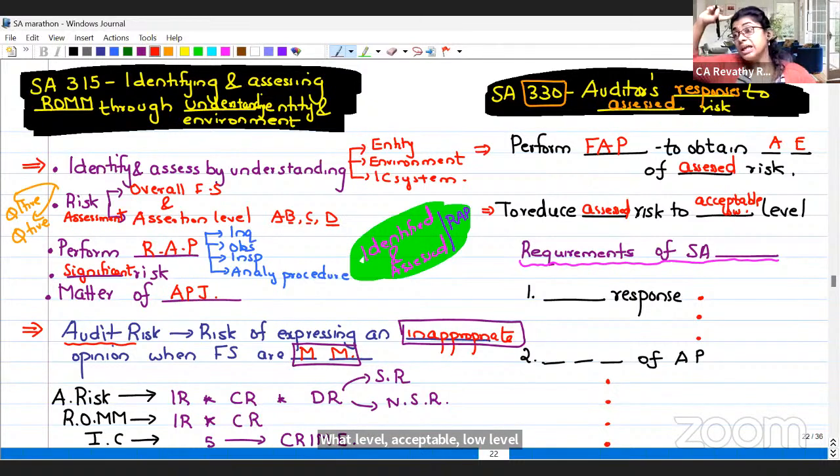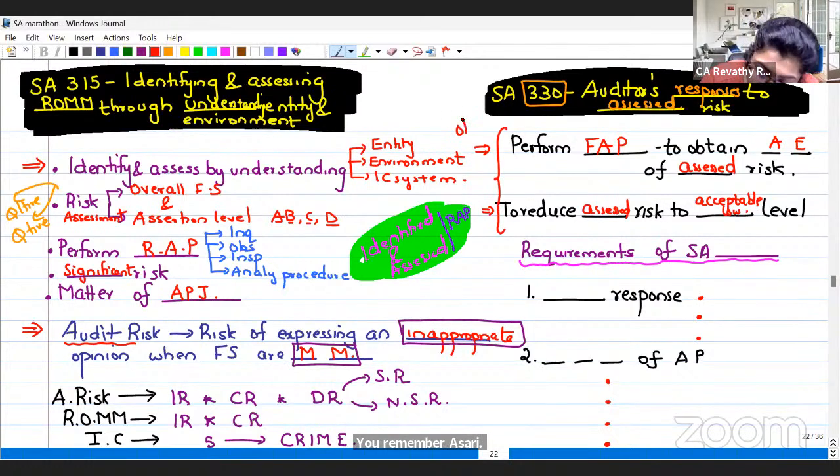And you remember, in audit we can reduce the risk to an acceptably low level, whereas in review you can reduce only to an acceptable level. You remember SRE? So this is the objective of essay 330. Okay.